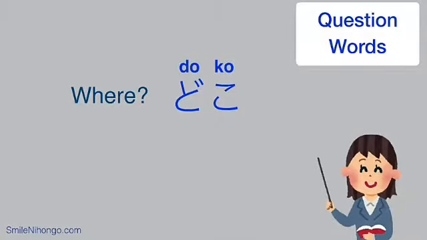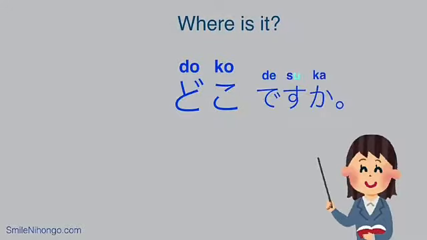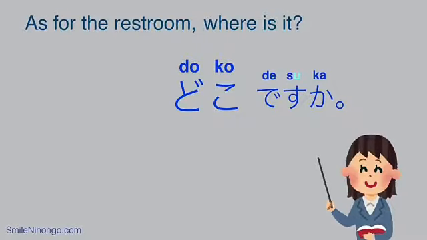Let's talk about the question word where, which is doko in this lesson. When you want to ask a question, where is it? You can simply say doko desu ka? For instance, if you want to ask where is the restroom, in Japanese you go like this: トイレはどこですか? Where's the restroom?